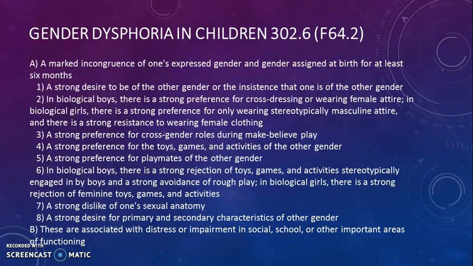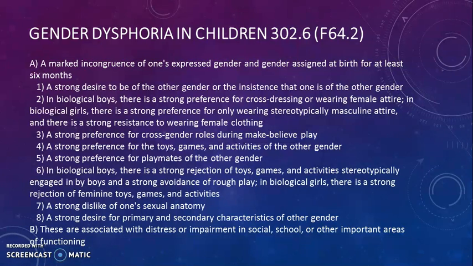So there are two groups of diagnostic criteria, one for gender dysphoria in children and another for gender dysphoria in adults and adolescents. So the criteria for gender dysphoria in children are as follows: a marked incongruence of one's expressed gender and gender assigned at birth for at least 6 months in duration, and it manifests itself in the following: a strong desire to be of the other gender or the insistence that one is of the other gender. This criterion here is one that must be met out of all of them for the child to be diagnosed.